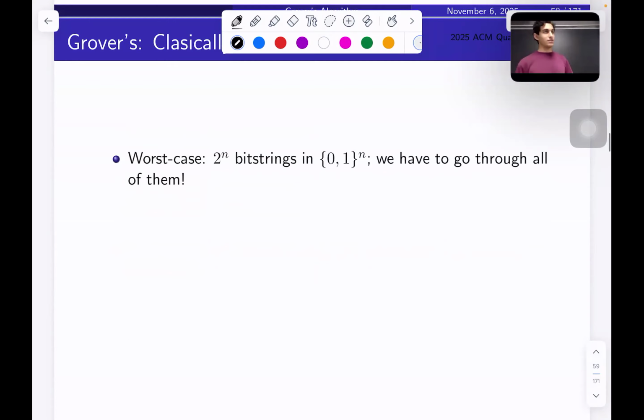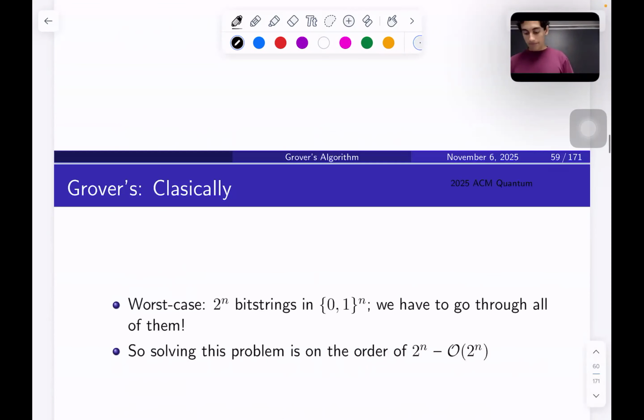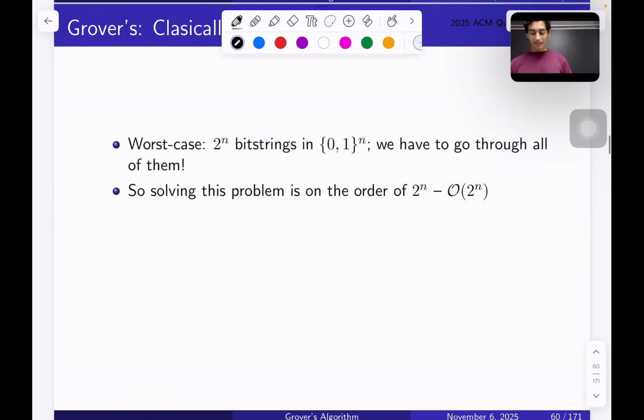Just like Deutsch-Jozsa, this is an exponential solution. In the worst case, you go through everything. If the secret string is all ones, then if you start with 0 and just increment, you're going to go through everything before you find it. So we say the runtime of this problem is on the order of 2 to the n. This is our notation for it, called big O notation.